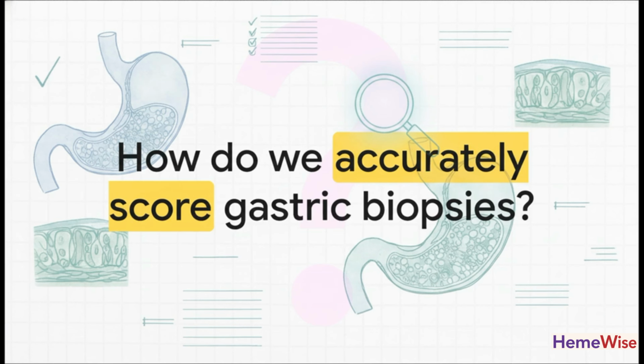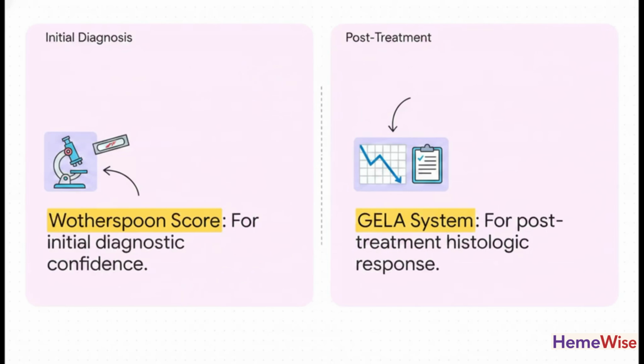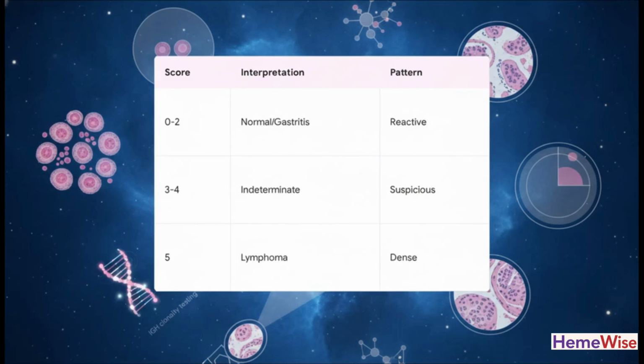Using the wrong scoring system at the wrong time is a classic and dangerous diagnostic trap. The golden clinical pearl here is this: use the Wotherspoon score only for the initial diagnosis and strictly switch over to the JELA categories to assess remission post-treatment. The Wotherspoon system was never designed to assess how well a patient is responding to antibiotics. It's simply a measure of diagnostic confidence to help you separate reactive gastritis from an actual lymphoma in the first place.